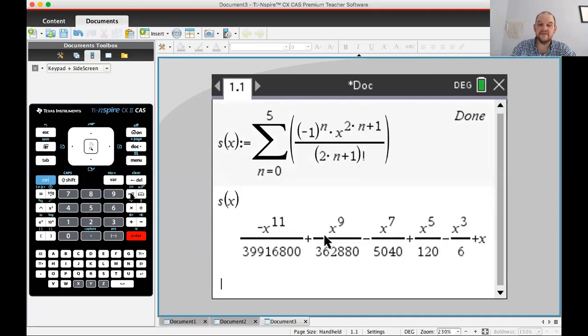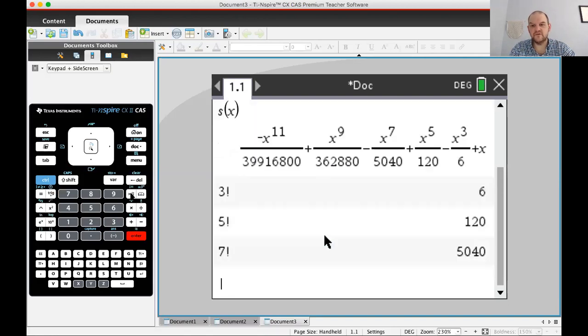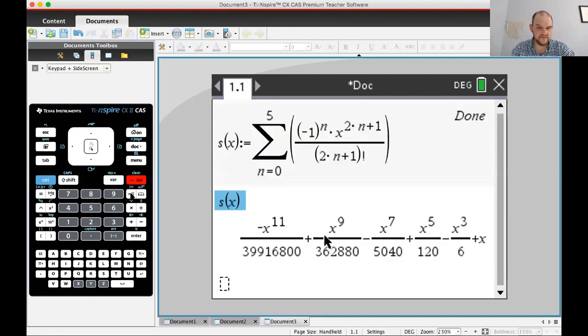Now you can see it's expanding the factorials, right? So 3 factorial, 5 factorial, 7 factorial. Those are where your denominators are coming from. But that's what we wrote on paper, except we didn't expand the factorials. And in fact, it's not really normal to expand them if you're a human. The calculator, there's nothing you can do.